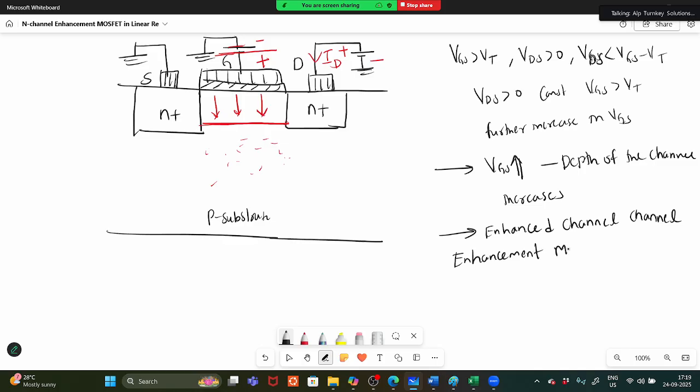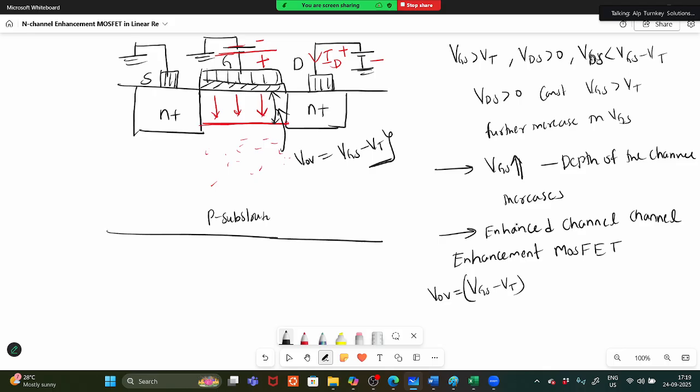The depth of the channel depends on the applied gate to source voltage. How much it will increase depends on the overdrive voltage. What is the overdrive voltage? That is VGS minus VT, which we call VOV. The depth of the channel increases according to the overdrive voltage, VOV, which is equal to VGS minus VT.